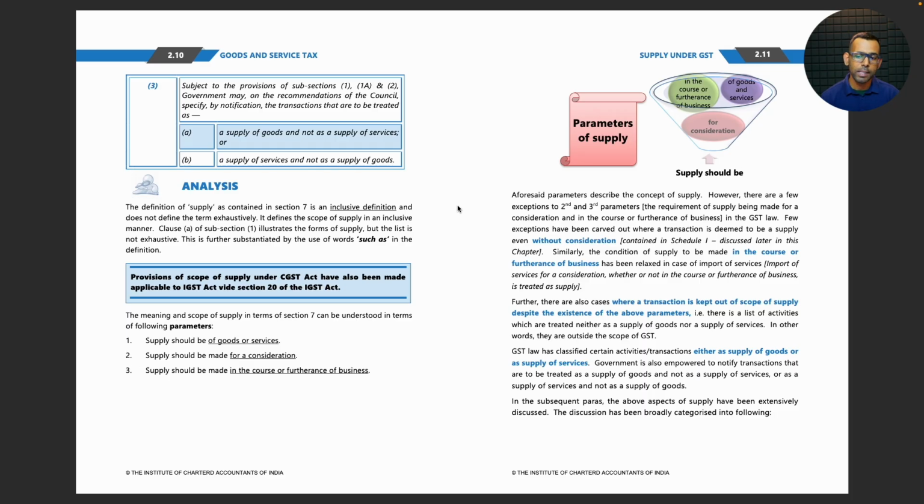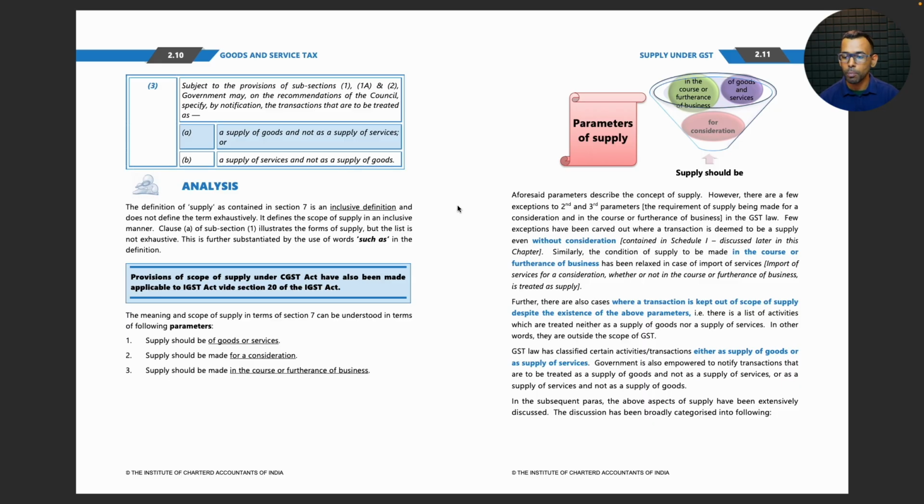The aforesaid parameters describe the concept of supply. However, there are a few exceptions to the second and third parameters. The requirement of supply being made for a consideration and in the course or furtherance of business in the GST law. Few exceptions have been carved out where a transaction is deemed to be a supply even without consideration, contained in Schedule 1 discussed later in this chapter.